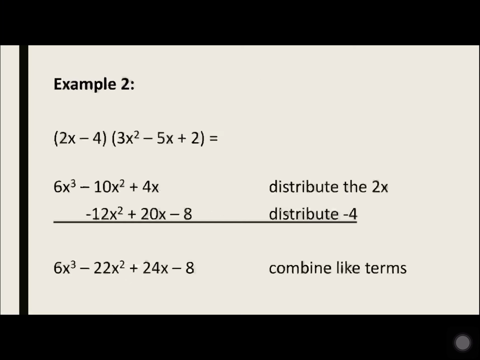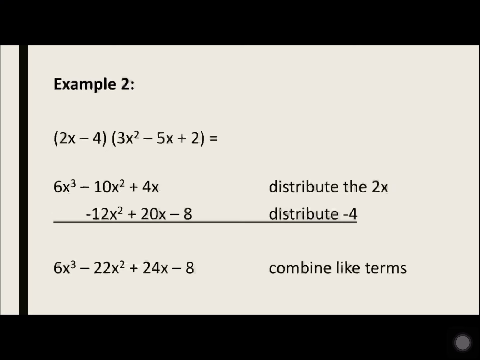Example 2. 2x minus 4 times 3x squared minus 5x plus 2. Distribute the 2x. 2x times 3x squared is 6x cubed. 2x times negative 5x equals negative 10x squared. 2x times 2 is 4x.